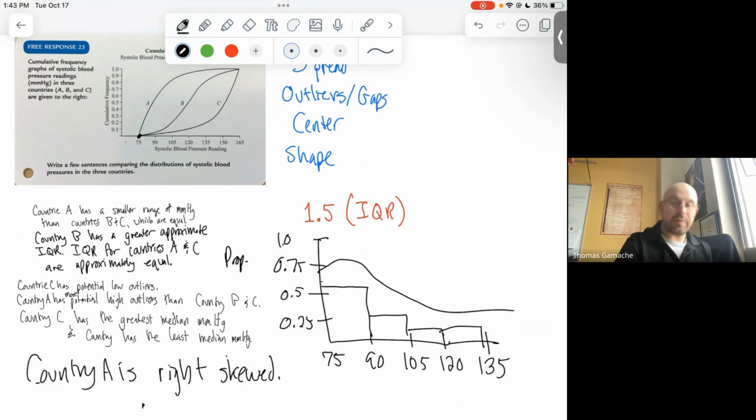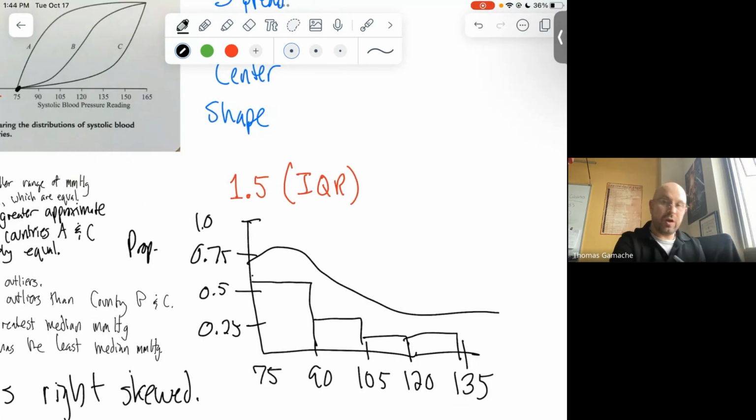Again, skew, people always ask me about the direction of skew. Just look to which way direction it's sloping downwards. Since it's sloping down to the right, that would be a right skew.